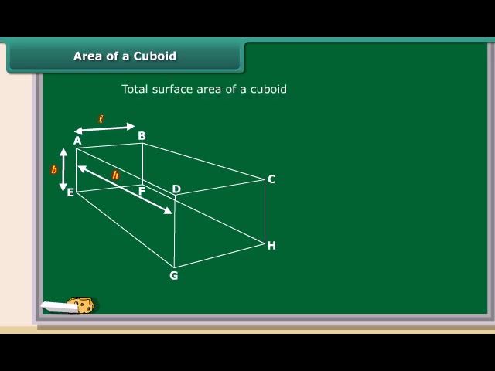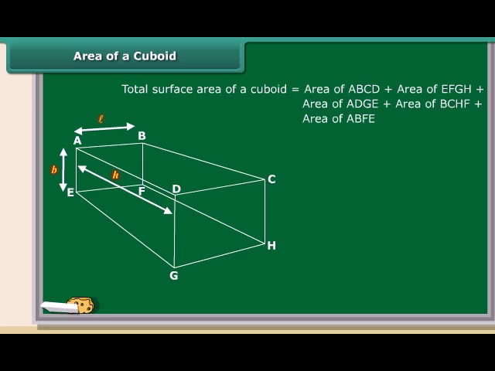Then the total surface area of cuboid is equal to the sum of the areas of 6 faces ABCD, EFGH, ADGE, BCHF, ABFE, and DCHG, which is LH plus LH plus BH plus BH plus LB plus LB. Therefore, total surface area of a cuboid is equal to 2 into (LB plus BH plus HL).